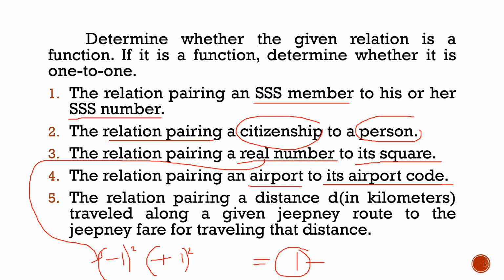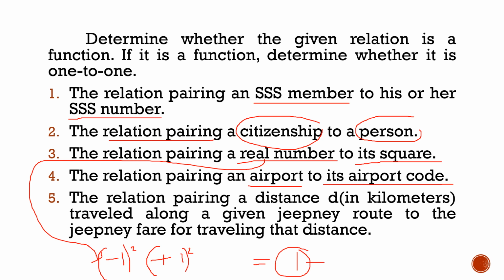So therefore, your number 4 is a one-to-one function. Why? Because since each airport has a unique airport code, then the relation is a function. First, we consider this number 4 as a function. Also, since no two airports share the same airport code, then the function is a one-to-one function. So there is only one airport code designed for an airport. So it's a one-to-one relationship between your airport and your airport code. Meaning to say that number 4 represents a one-to-one function.